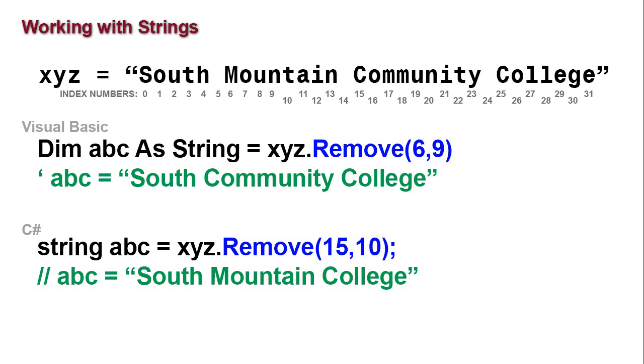On the C# side, same thing. Here I'm going to remove from character 15 and get 10 characters. That's going to remove the word community. And the result is ABC equals South Mountain College.